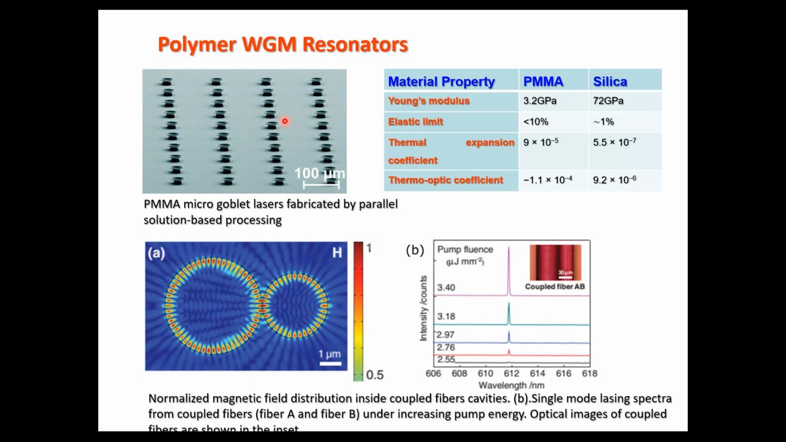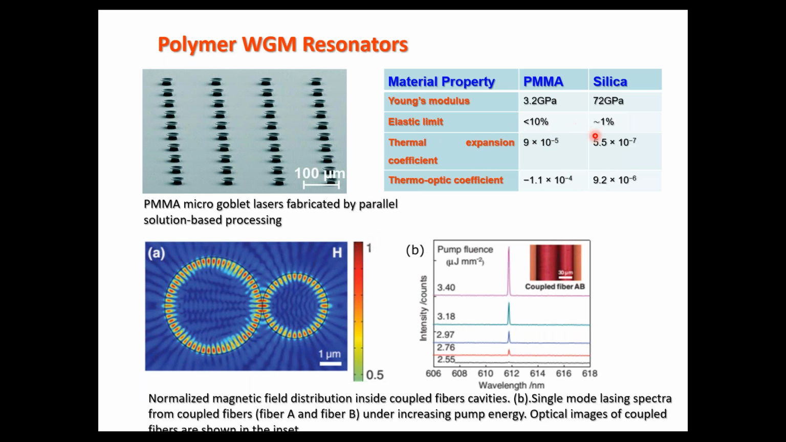And this particular figure shows micro goblet lasers fabricated by parallel solution-based processing. So you can see a periodic arrangement of different micro lasers made by this process. New processing techniques, the low cost, and the elastic nature of polymers are very much used in this technology.